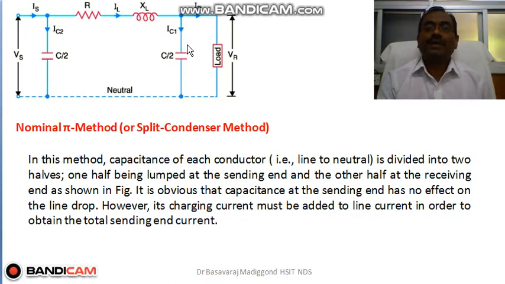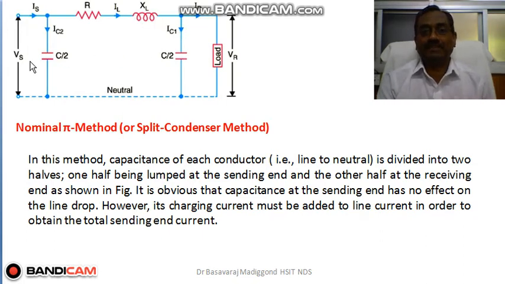Now I know VR. So what is IC1? VR divided by XC1, so you will get IC1. IR is known to us, so you add IC1 to IR, and you will get IL. Once I get IL, then IL into R plus jXL, that is current into impedance, I into Z, gives the voltage drop. This voltage drop plus VR gives Vs.